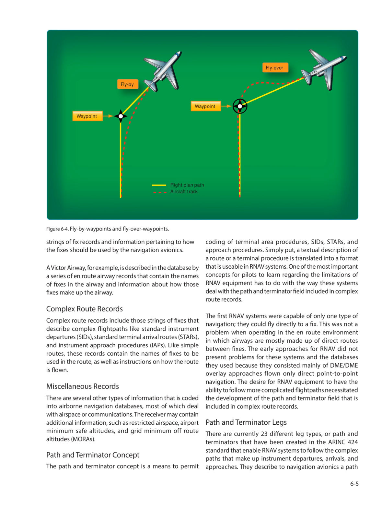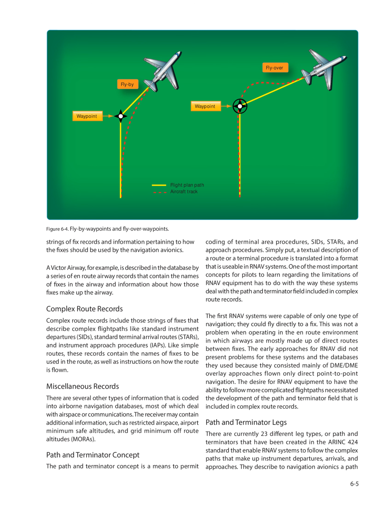Complex route records include those strings of fixes that describe complex flight paths like standard instrument departures, SIDs, standard terminal arrival routes, STARs, and instrument approach procedures, IAPs. Like simple routes, these records contain the names of fixes to be used in the route, as well as instructions on how the route is flown.